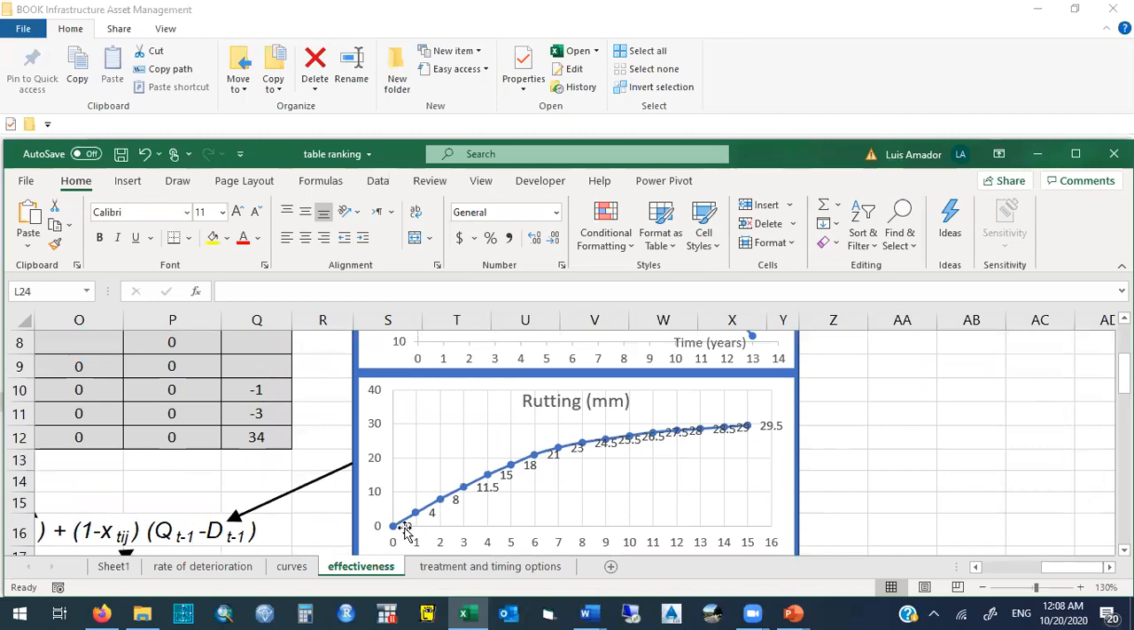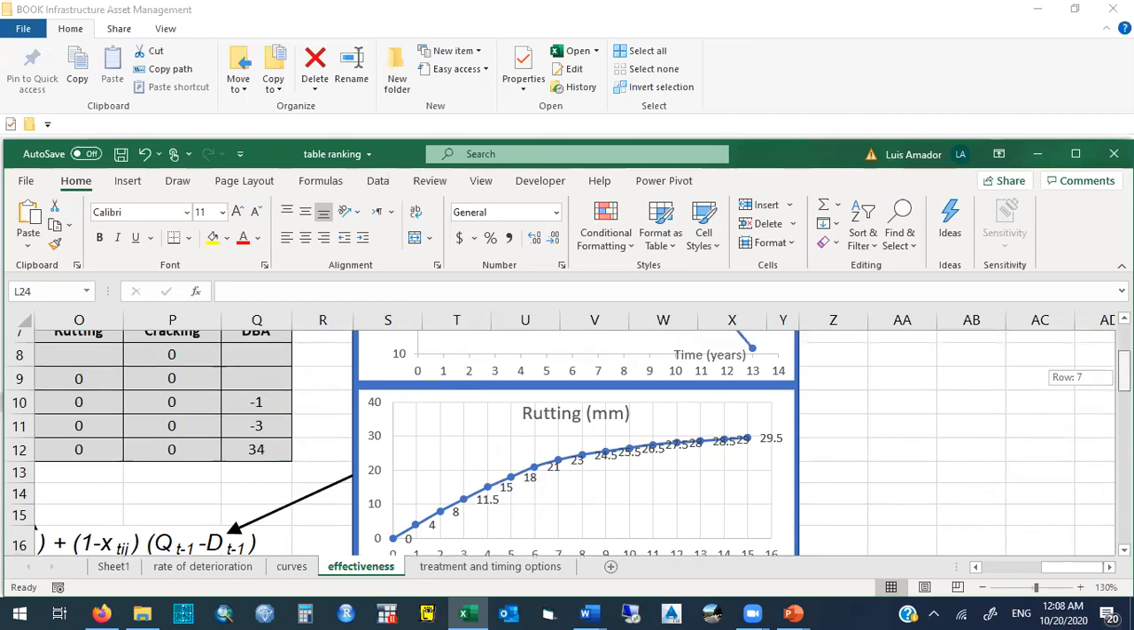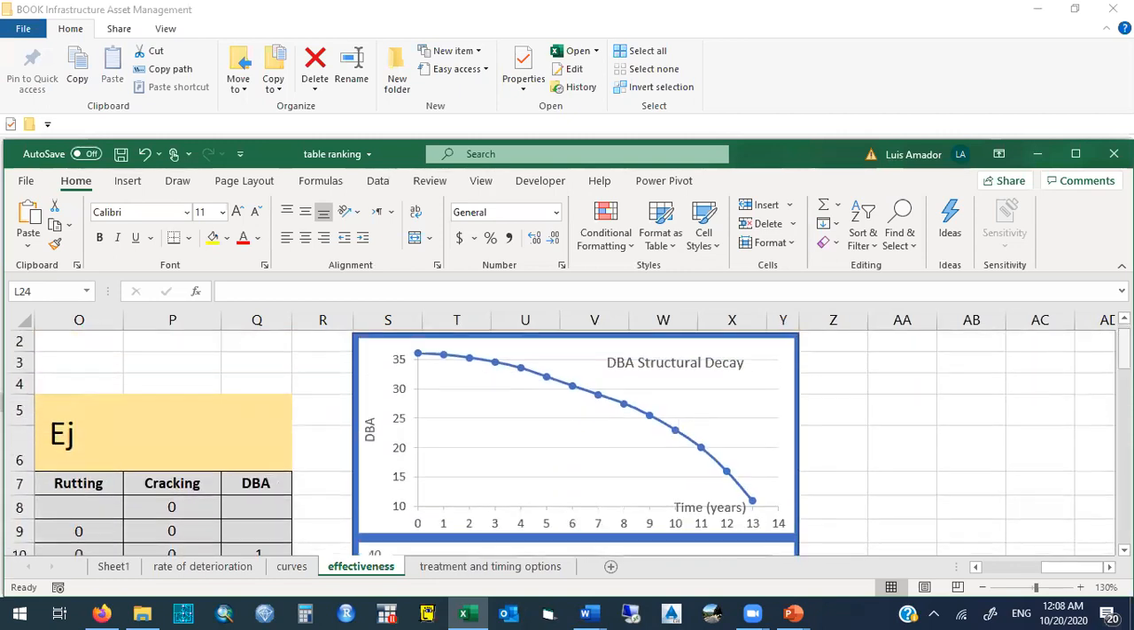And I need another one for rutting. So this is my rutting. So this is the equation that characterizes my rutting. So in 10 years, my rutting is 25 millimeters and I want less than 13. So I reach 13 millimeters, in this case, almost by year 4.5. It's also quite fast. And I need the deflection basin area. So I need to create these independent performance curves.